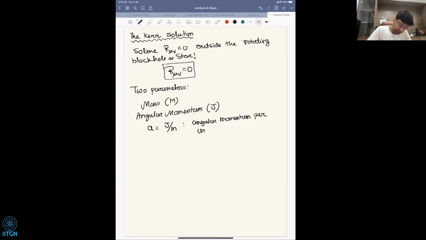Sometimes we parameterize the solution by a, which is angular momentum per unit mass. This is for the space-time, okay? This is nothing to do with the particle. And solutions we expect will be functions of M and J, or a. Of course, we expect if J equal to a equal to 0, we should go back to Schwarzschild. These are the expectations we have.